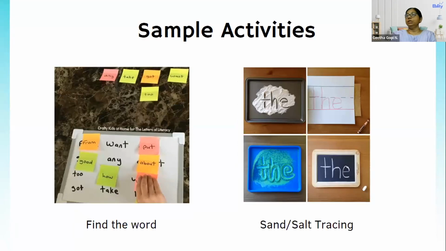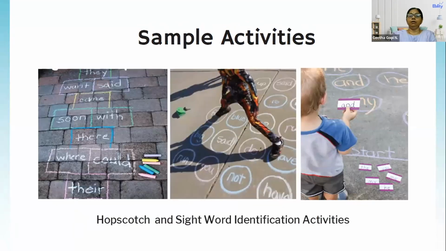sand and salt tracing, again, giving a lot of kinesthetic tactile things. Using hopscotch. Again, in some of the schools I worked, we wouldn't write the words in the hopscotch. The hopscotch template would be painted on the playground. But what we would do is each class, if we are planning to have an activity outside, we would go with the word flashcards. So the template was there and we would just put the flashcards. So once our lesson was over, we could just gather the flashcards back and come away, and another class can come there and use the same hopscotch template with their flashcards.